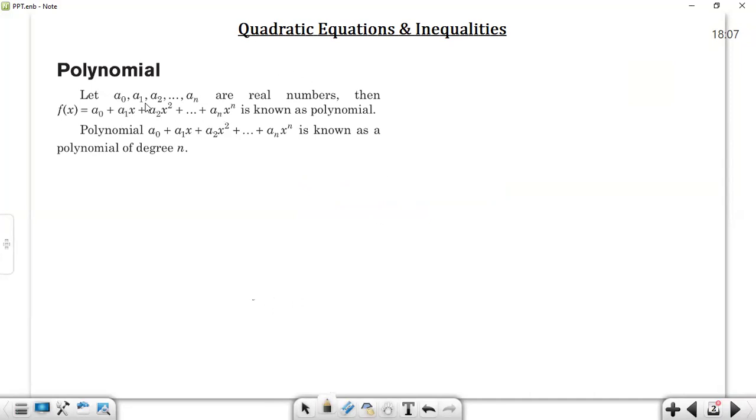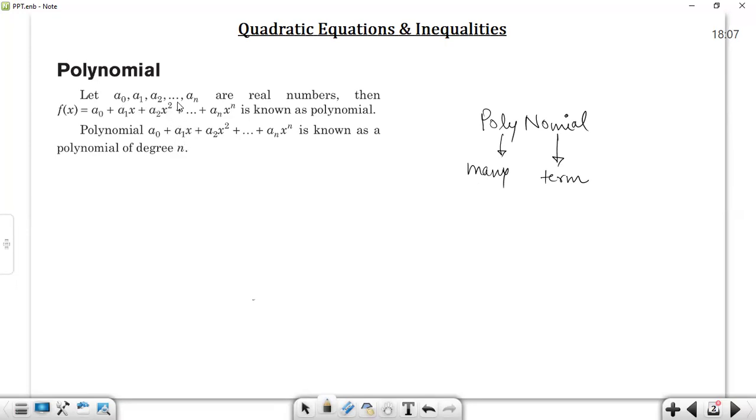So let a0, a1, a2, ..., an be real numbers. First of all, let us discuss the word polynomial. Poly means many and nomial means term. When there are many terms in an expression, then it is known as a polynomial in the given format.